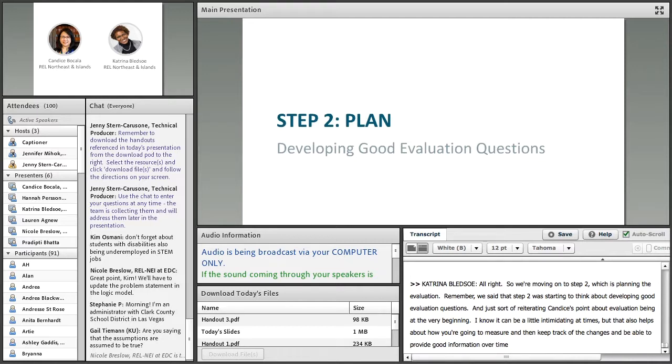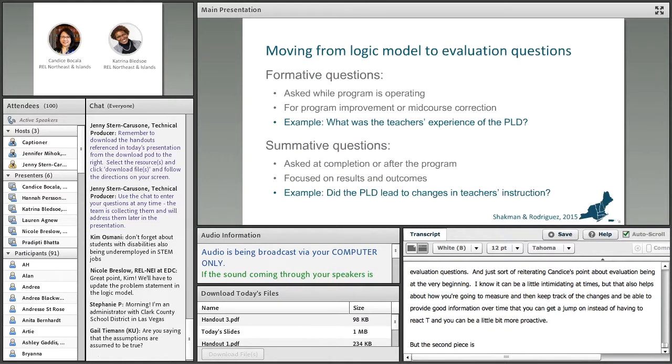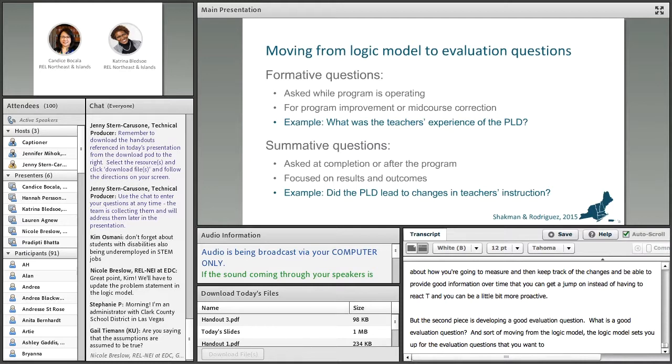I know it can be a little bit intimidating at times, but that also helps about how you're going to measure and then keep track of the changes and be able to provide good information over time that you can get a jump on instead of having to react to, and you can be a little bit more proactive. But the second piece is developing a good evaluation question.